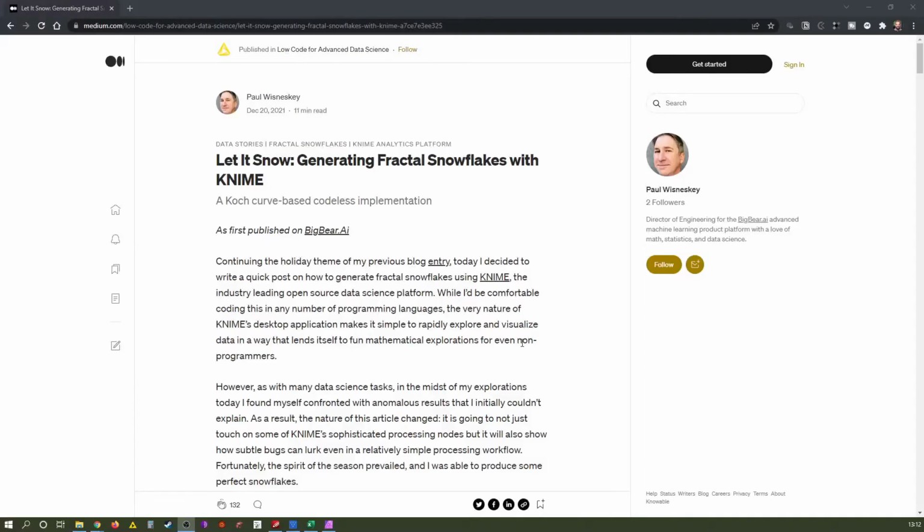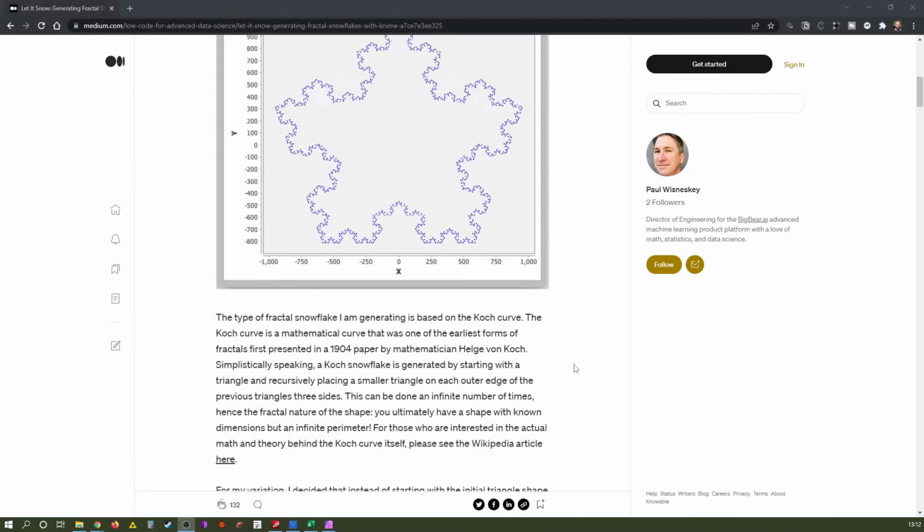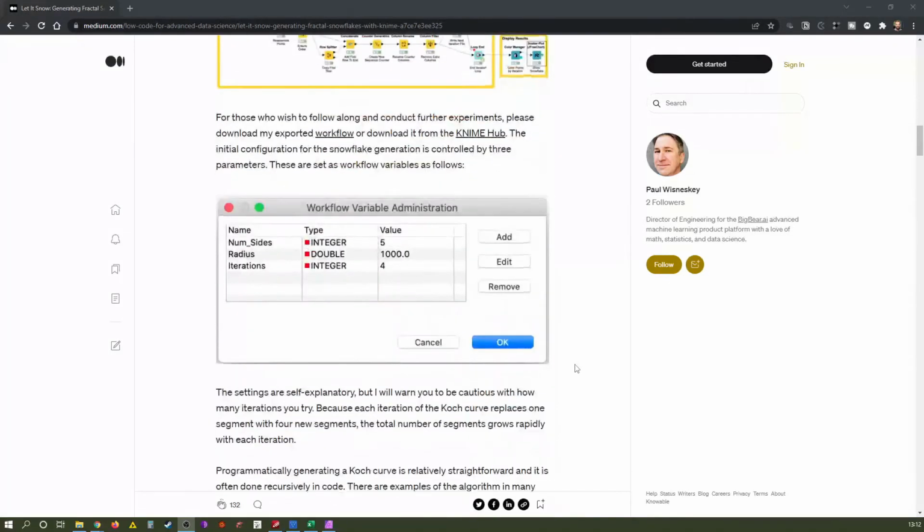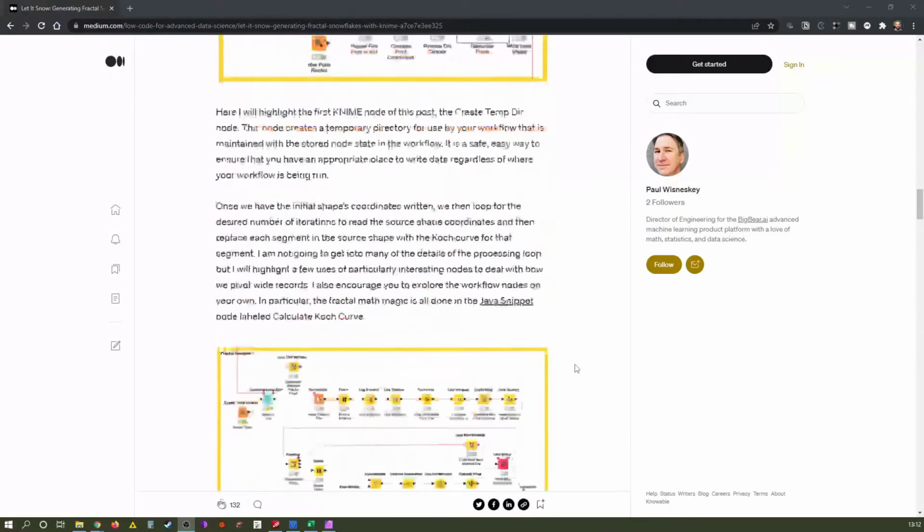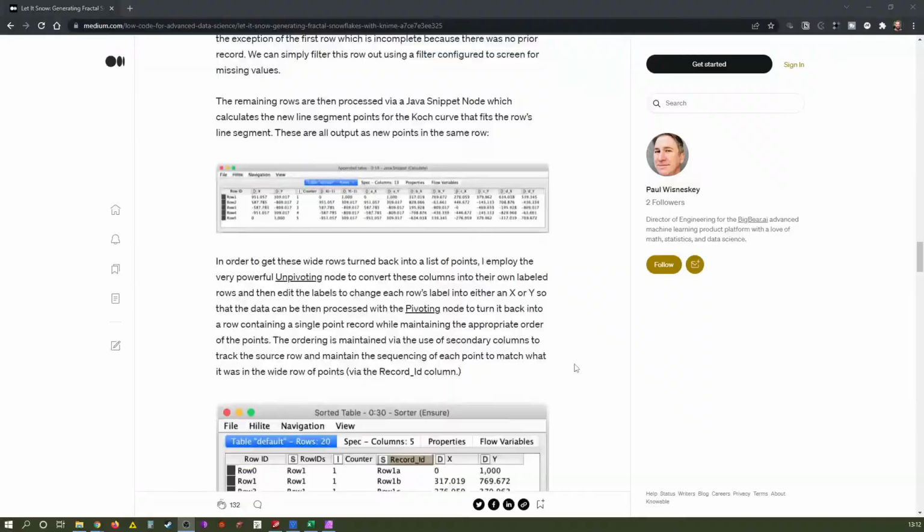Number 2. Creating Snowflakes by Paul Wisniewski on Medium. In his amazing and slightly advanced posts on Medium, Paul shares how you can use Knime to create images of fractal snowflakes. So put on your Christmas sweater and recreate that holiday mood.